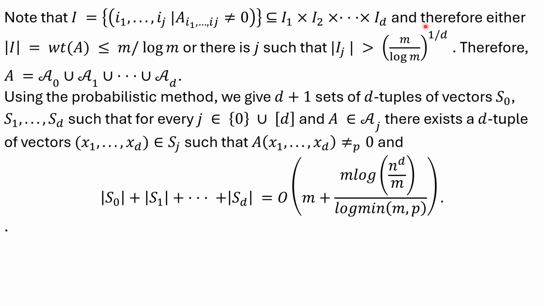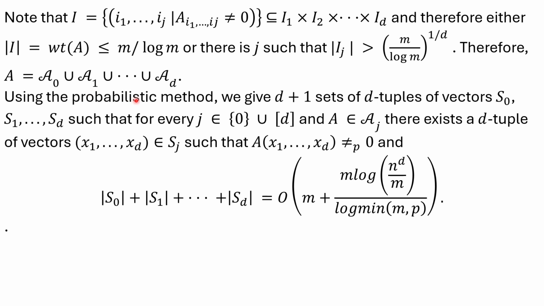If no such index j exists, that means all the sizes of Ij are less than m divided by log m to the power of 1 divided by d. If we multiply them, we get m divided by log m. That's not correct because we assumed that they have more than m divided by log m to the power of 1 divided by d. So we prove that A is in A0, A1 to Ad.